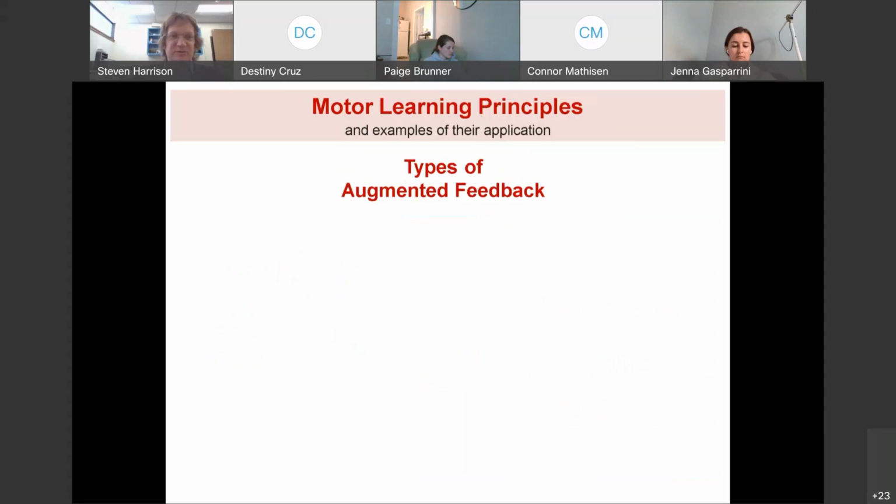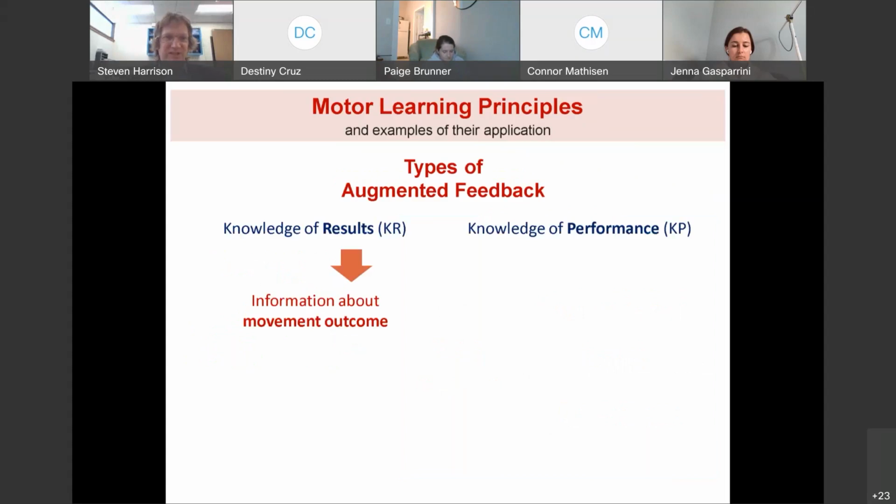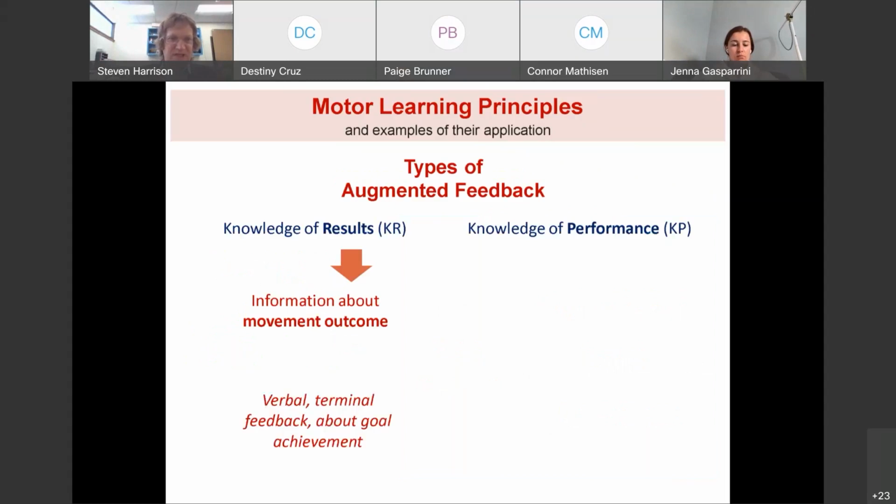So let's look at some types of augmented feedback. We've got knowledge of results on one side and knowledge of performance on the other. Knowledge of results concerns information about the outcome of the movement. You've produced an action that has a particular goal. What's the outcome of that action with respect to the goal that the action is organized around? This could take the form of verbal or terminal feedback about the degree to which the goal was achieved. With respect to knowledge of performance, here we're really focused on information about the characteristics of the movement.